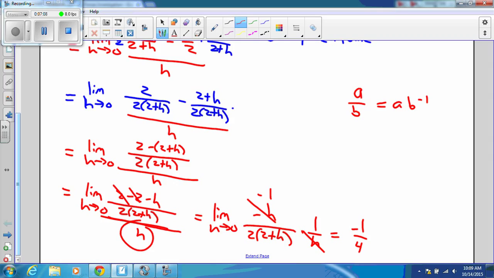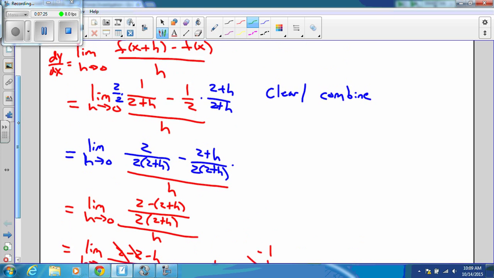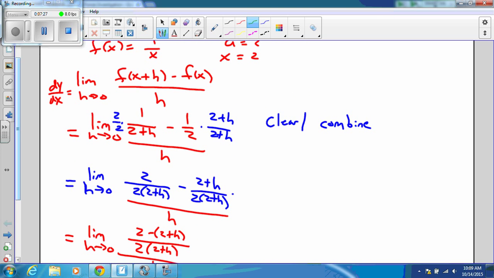Now, I want to show you my favorite way of dealing with this, which is to clear rather than combine fractions. It's my favorite way because it immediately gets rid of the compound fraction. See how we had to carry these compound fractions down like this? Rather than do that, what I'd like to do is to take this limit as h goes to 0 of 1 over 2 plus h minus 1 over 2 all over h.